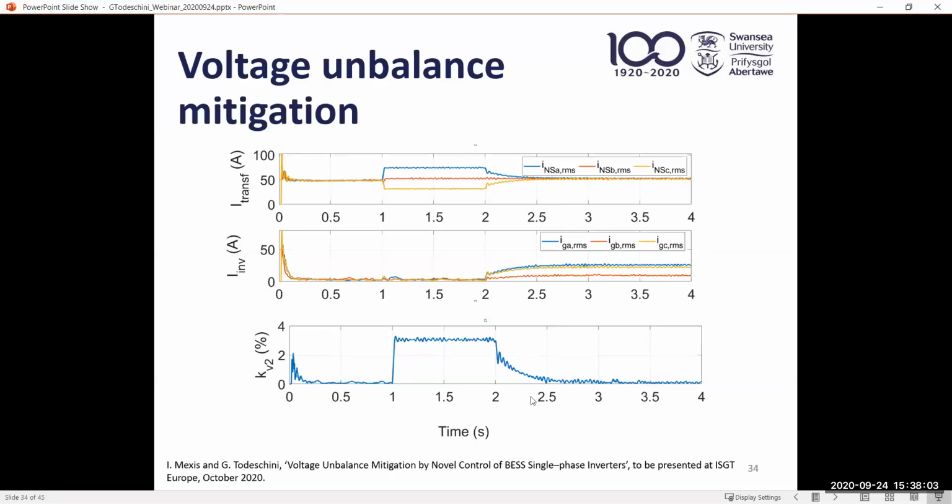And the last graph shows the voltage imbalance factor that's defined according to IEEE standards. The voltage imbalance factor is essentially a coefficient that explains unbalance in the system. So you can see that at 1, this coefficient jumps from 0 to 3. And then at 2, when the inverters are connected, it decreases to 0. My student will present a paper based on this work at ISGT next month, so that paper contains more detail.